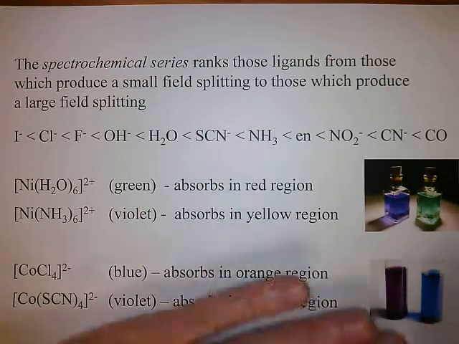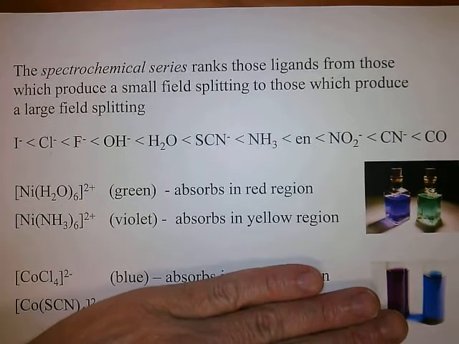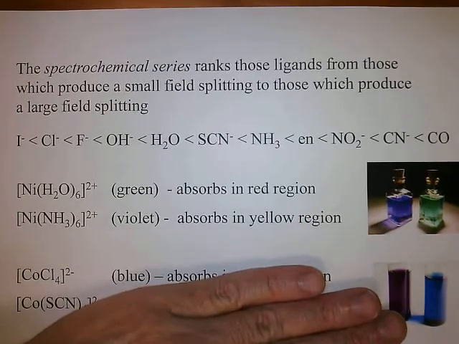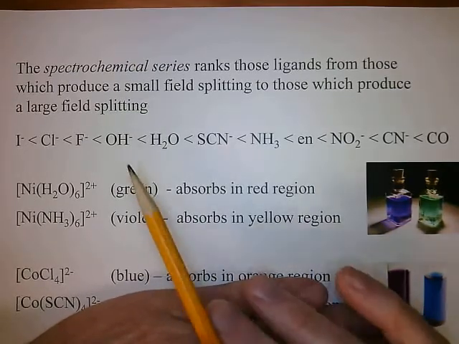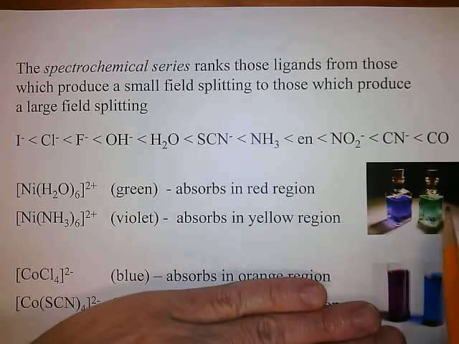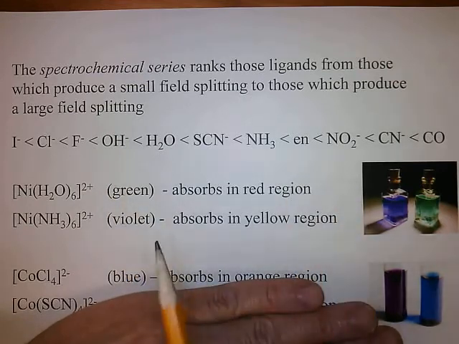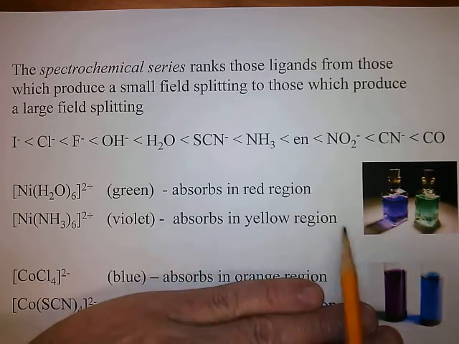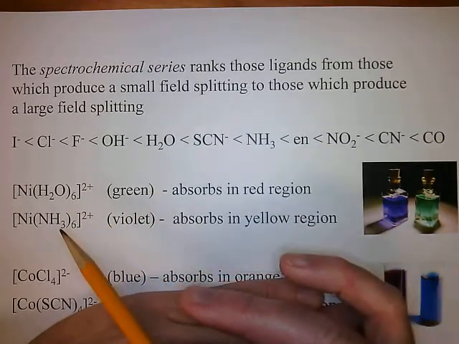So we can make some qualitative comparisons about these spectrochemical series. For example, let's look at these two compounds. This is an example that I've used previously. When you dissolve nickel salts in water, it forms the hexaaqua ion that's green. If you add 15 molar ammonia, it changes to violet in color. So the hexaaqua is green, the hexaammine is violet.